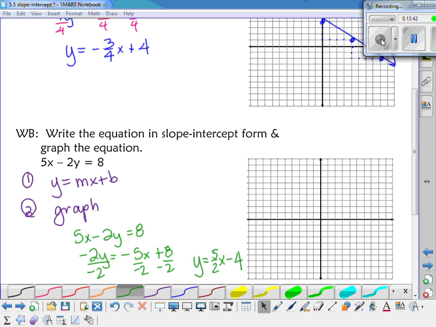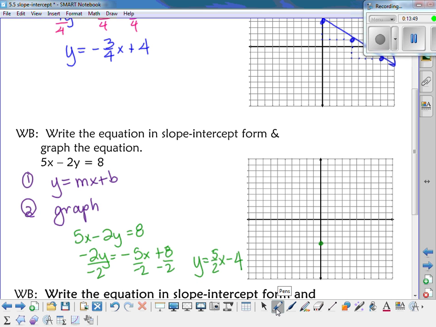Okay, so when we graph that line, we start at -4. We go up 5 and over 2.